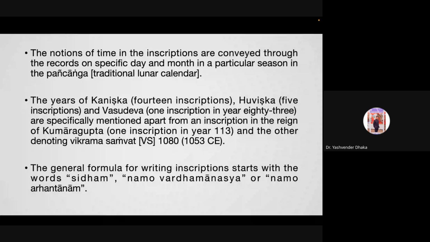After the lunar calendar details, the general formula in the inscription starts with Siddham. Then if the inscription is particularly donated for a particular Tirthankar or Arhat, it starts like Namo Vardhamanasya, if it is the case of Vardhaman Mahavir. Or if it is donated in general, then the formula is Namo Arhantanam, which is the original word used for all the 24 Arhats in Jainism.